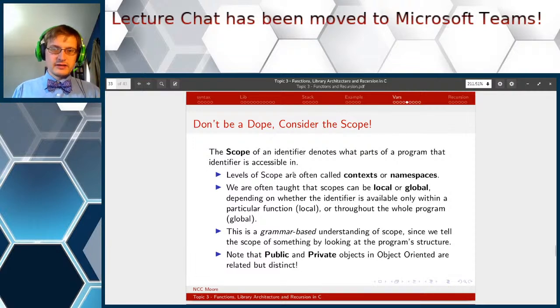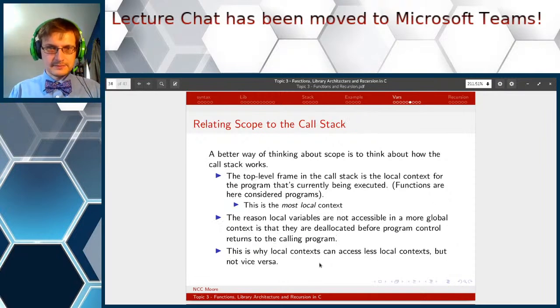Yeah, so if you're deciding what the scope is by looking at the program and saying, oh, that's inside the function, that's basing your knowledge of the scope on the grammar of the program. We tell that by looking at the program's structure. Incidentally, the public and private objects of object-oriented are a related concept, but they're distinct. A better way to think about scope is to think about how the call stack works.